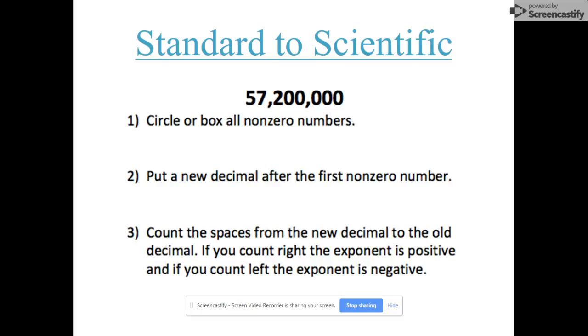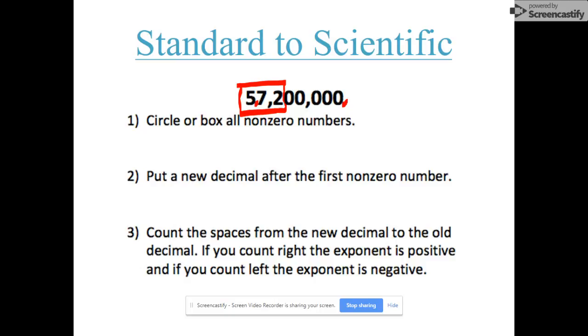So the first thing I want you to do is put a box around all of your non-zero numbers. In this case, that's going to be 5, 7, and 2. Then we're going to put a new decimal after the first non-zero number. Now I know some of you are thinking, well, I don't see an old decimal. But in whole numbers, it's understood that the decimal is at the furthest right. We don't normally put it, but if you need to put one there to help you, you can.